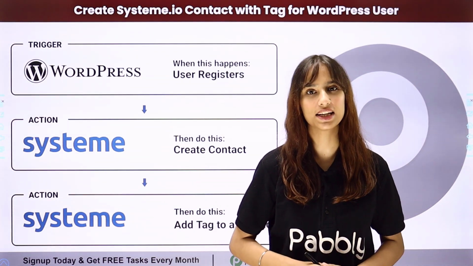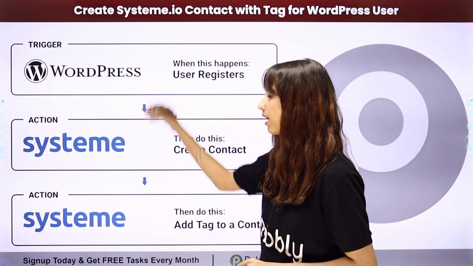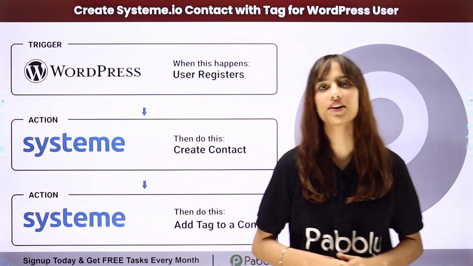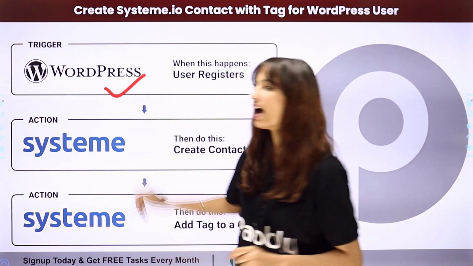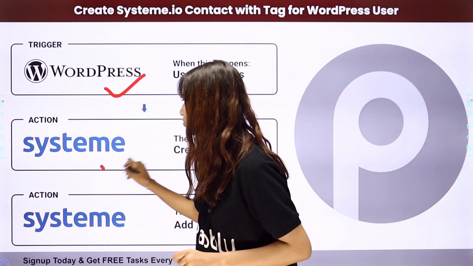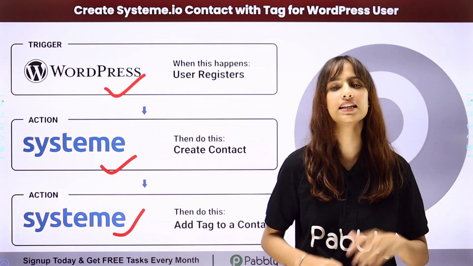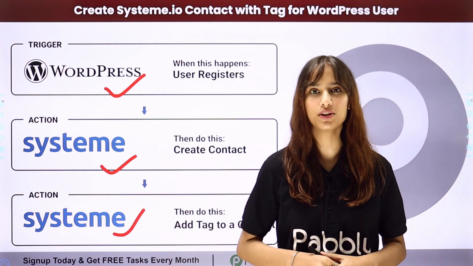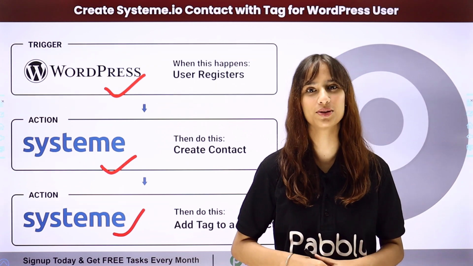So now to do this, I need to build an integration between these two applications, for which I will be using Pabbly Connect. So here my trigger application will be WordPress and my action application will be system.io, because here I am firstly creating the contact and then I am going to add a tag. So if you want to learn more about this integration, follow me through the screen.